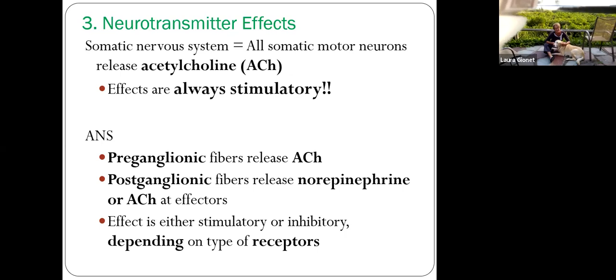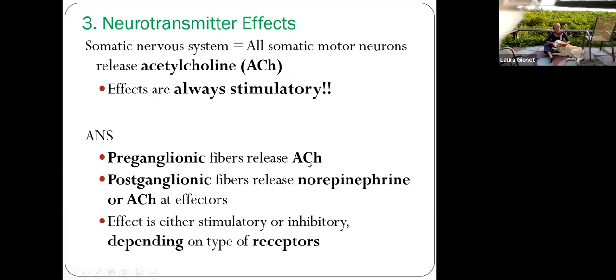We looked at the somatic division. We said that when we looked at the neuromuscular junction, when we want to excite that skeletal muscle, we're going to be releasing acetylcholine, and thus it'll bind to the acetylcholine receptor. And it's always stimulatory. But in the autonomic nervous system, there's some differentiation. Now, between the sympathetic and parasympathetic, we're going to compare and contrast them individually.